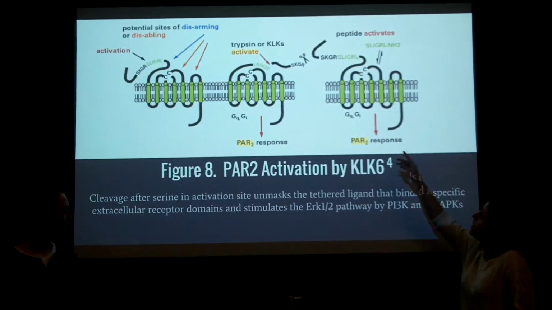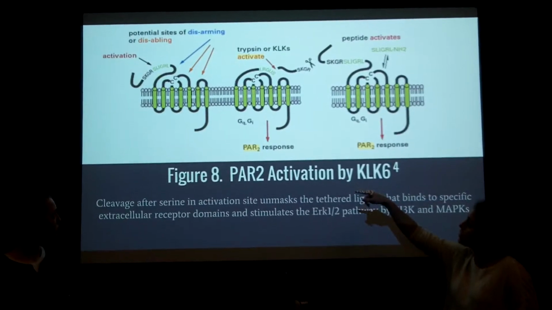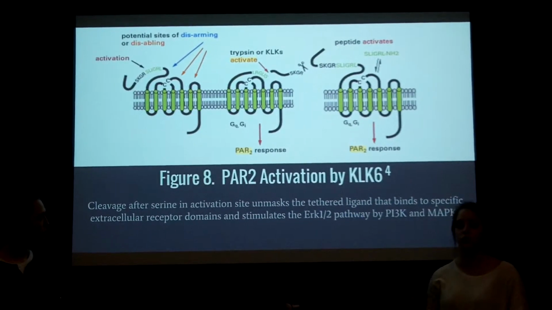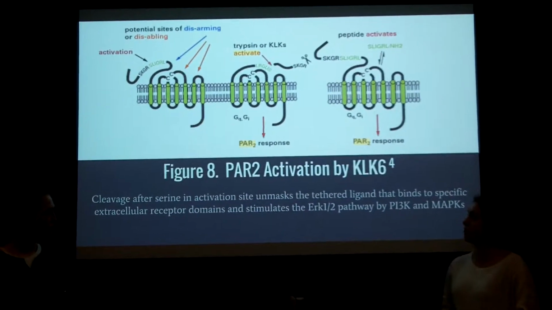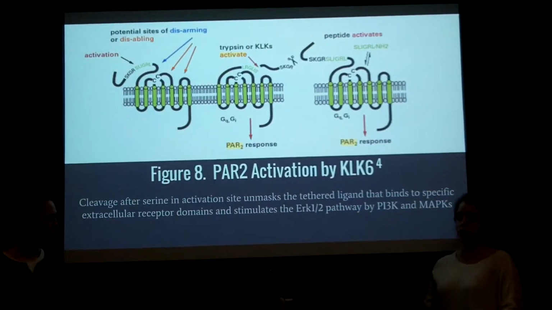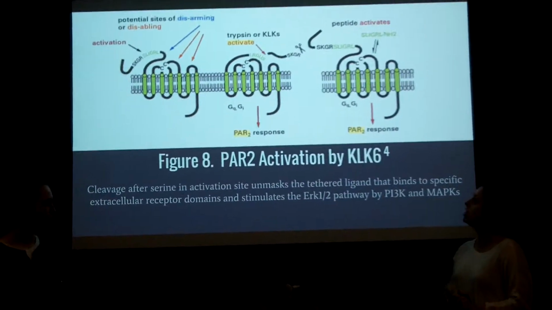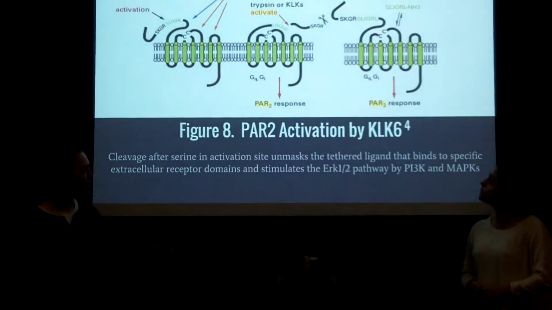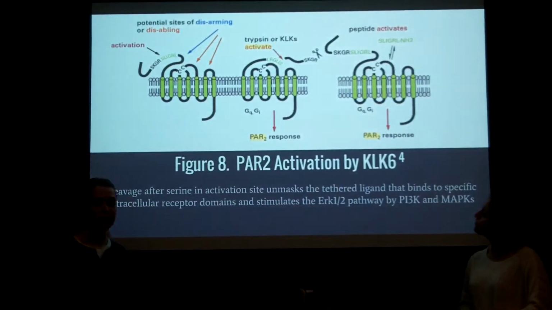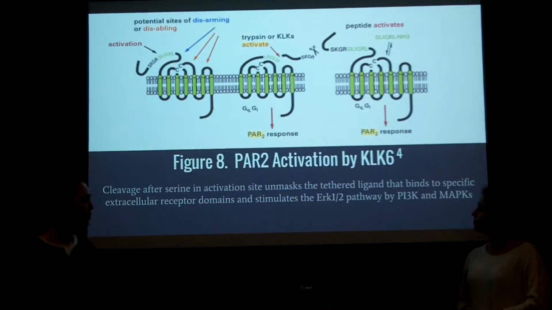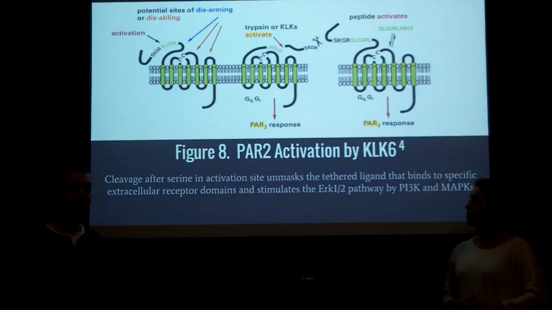It just shows exactly where Kallikrein 6 will cleave at that serine residue on the tethered ligand, which just refers to a ligand that's part of the protein itself. And this is a diagram of PAR2. However, PAR2 and PAR1 are basically homologous structures, so it's very similar in the activation processes. So it also stimulates this ERK1/2 pathway, and when that's overexpressed, it leads to a disruption of the myelin proteins.